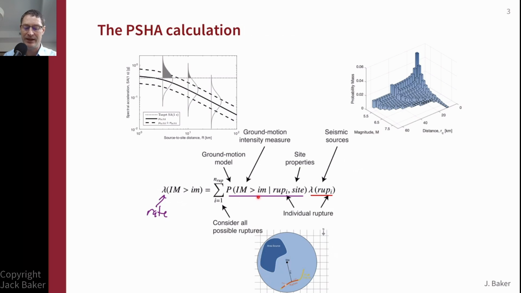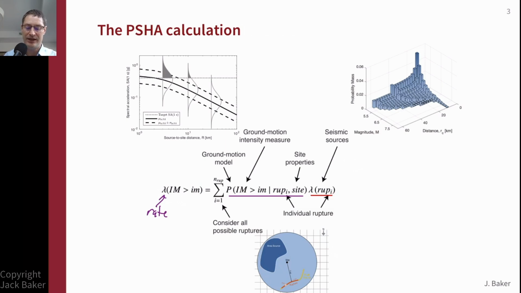So the product of those two is going to be the rate of rupture i causing an exceedance of lowercase im. We'll have the rate of the ruptures in the red, and then some of those ruptures are going to cause an exceedance with probability specified by this blue term. The product will be this kind of reduced rate of the ruptures that cause exceedances. That's just for rupture i, though.